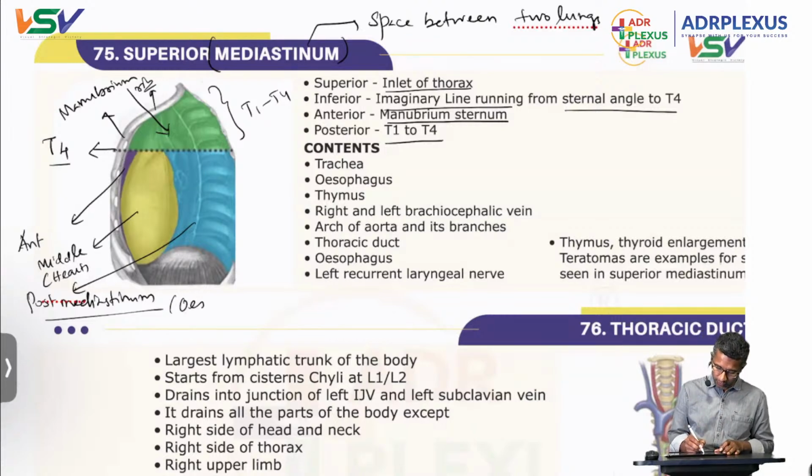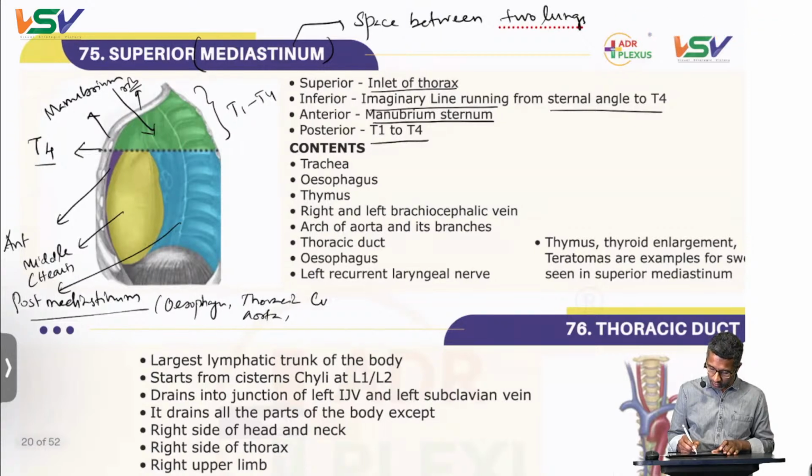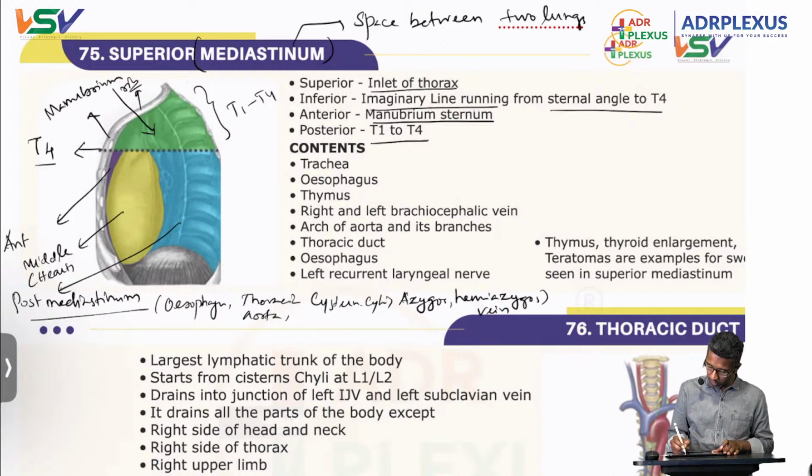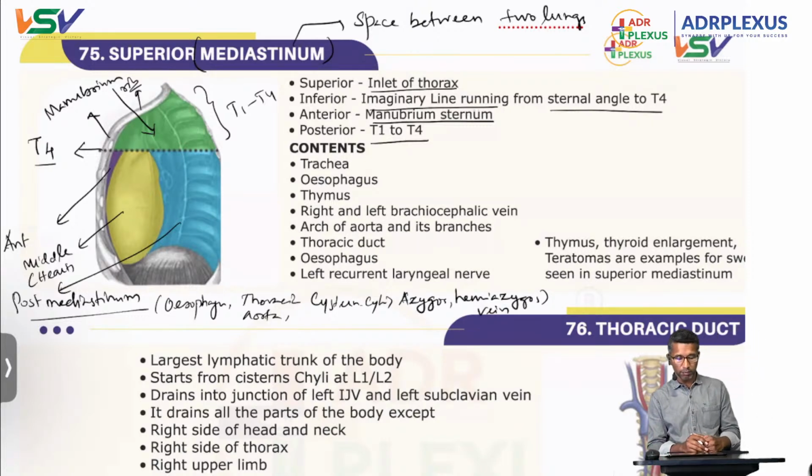So the esophagus, and the thoracic aorta, run there. In the posterior mediastinum, you have the cisterna chyli, which runs there. You also have the azygos and hemiazygos veins running in this space. That is why the posterior part of the mediastinum is very, very important.